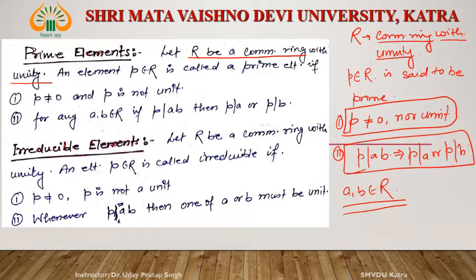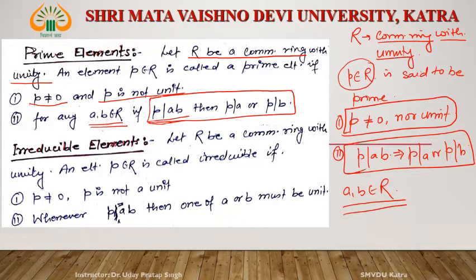Now let us see once again what is a prime element. An element p of R, where R is a commutative ring with unity, is said to be prime if p is not 0, p is not a unit, and for any two a and b belonging to R, if p divides ab, then either p divides a or p divides b. Okay. Now come to the irreducible element.